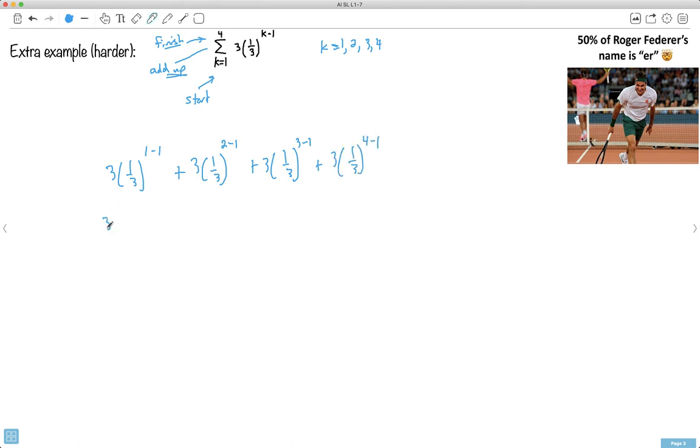Let's do this by hand. We don't need a calculator for this. 1 minus 1 just gives me 0. All right, let's see this one here. This is just a 1. So 1 to the 1 is just 1. 3 to the 1 is just 3. So that's kind of nice.